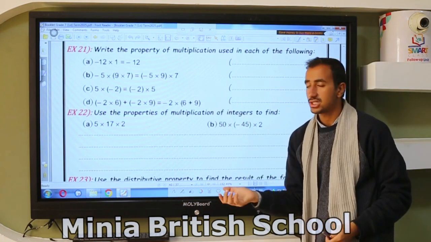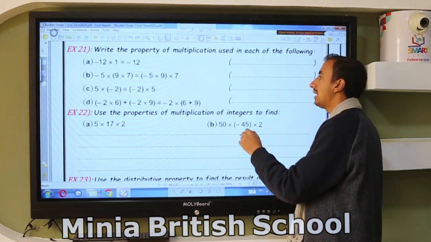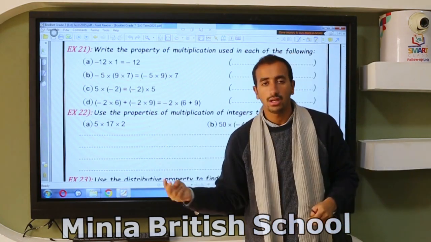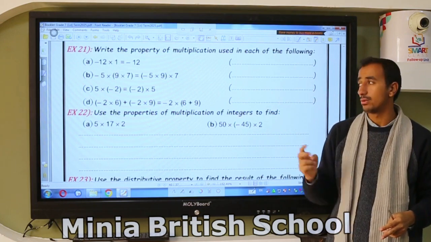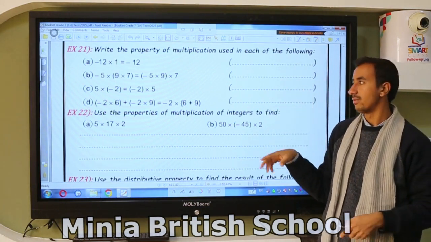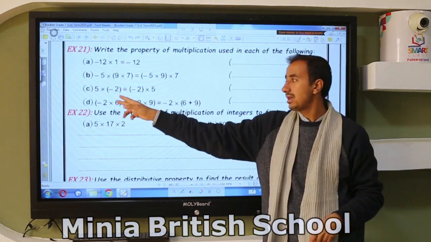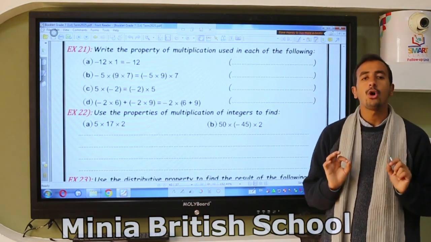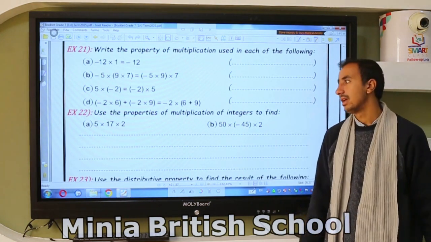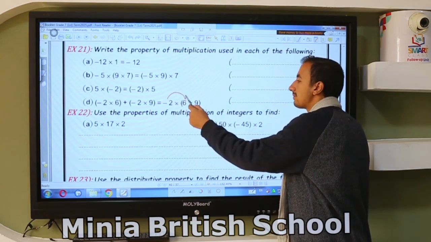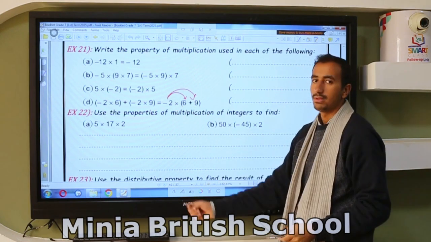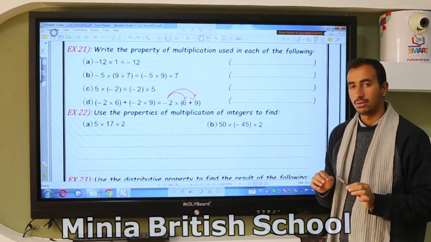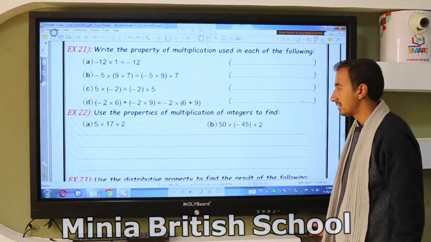Write this property of multiplication. Any number times 1 equals the same number: multiplicative identity. Here with 3 numbers, if we have the product of 2 numbers with a third, it's called associative. We have the brackets between these 2 numbers. Here 5 times negative 2, negative 2 times 5: replace the numbers without changing the answer. It will be commutative. Here distributive property: negative 2 times 6, negative 2 times 9, with addition between them, that will be the distributive property. Okay, that's the properties of multiplication.